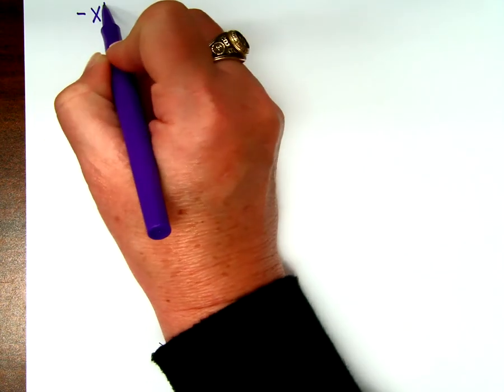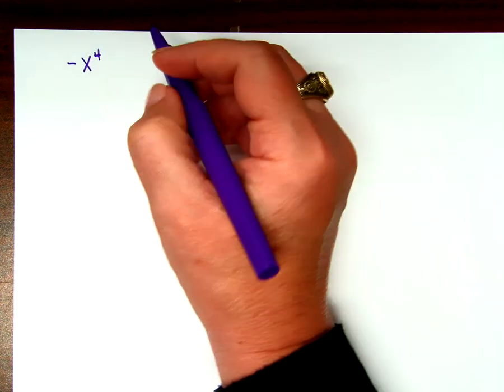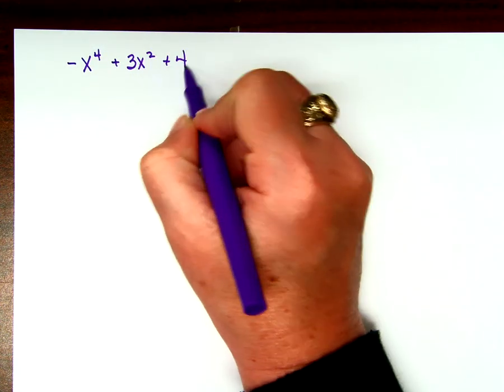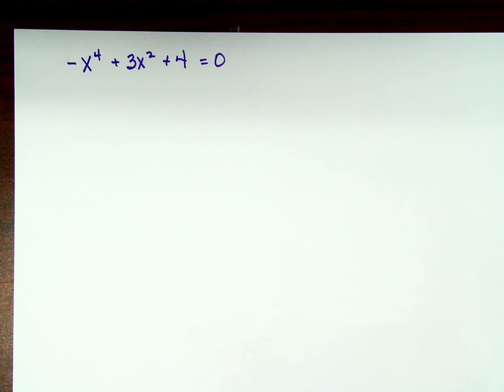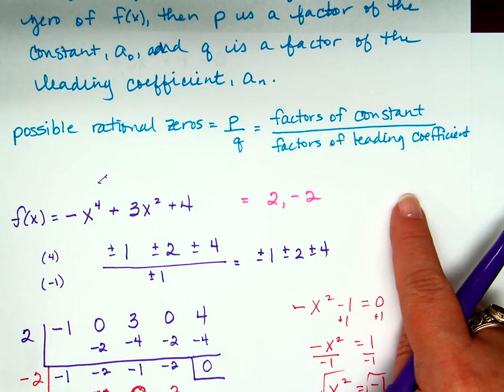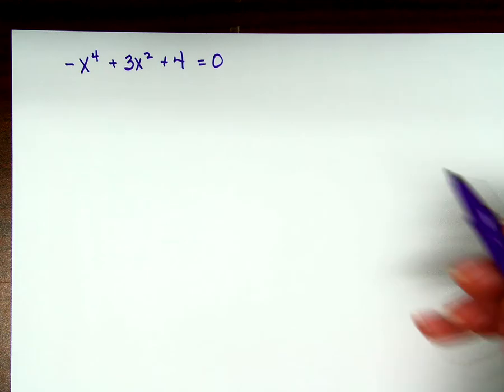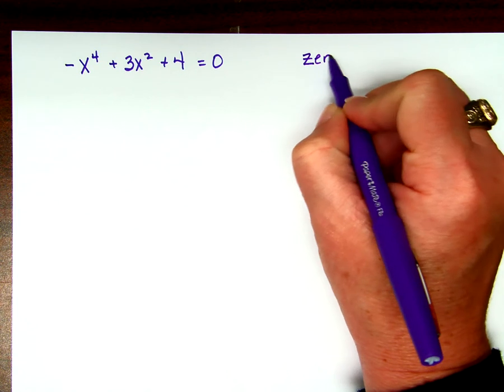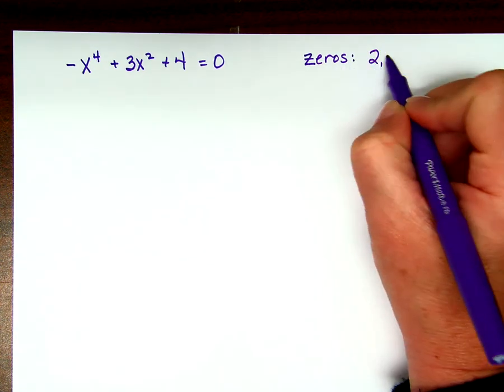Negative x to the 4th plus 3x squared plus 4 equals 0. That's an equation to solve now, isn't it? Okay, so we use the rational zero theorem and we find all the possible rational zeros. We put it on our calculator and graph it, and we see that 2 and negative 2 are rational zeros, right? So zeros are 2 and negative 2.